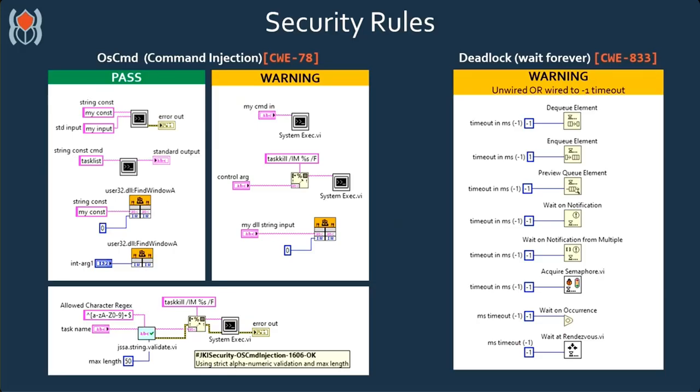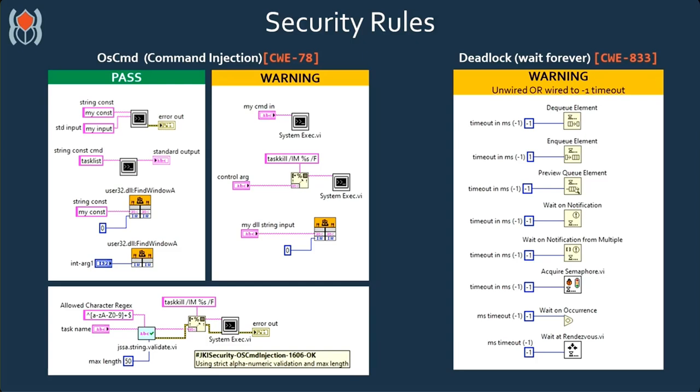To give you a little more detail, here's what some of the security rules look at. We have a specific security rule for CWE 78 that verifies that, one, it finds everywhere in your code where you use system exec or where you're calling a DLL, and identifies anywhere where you've passed something other than a string constant into that.